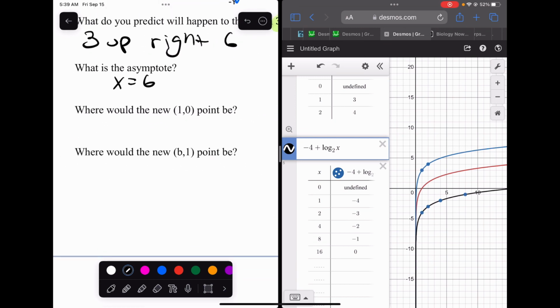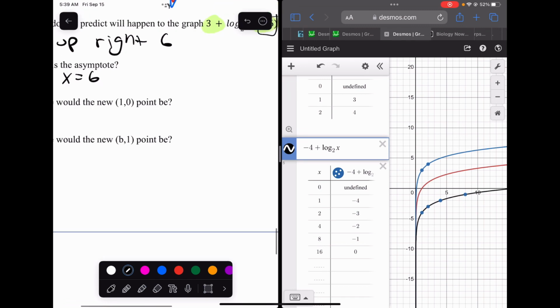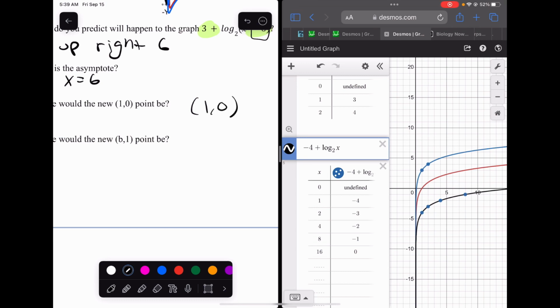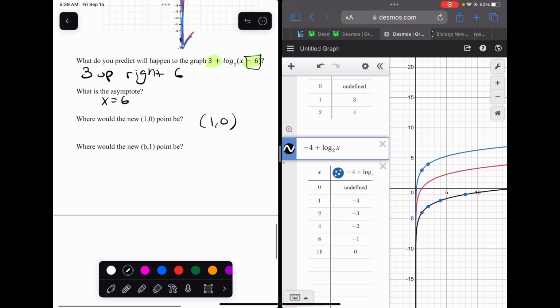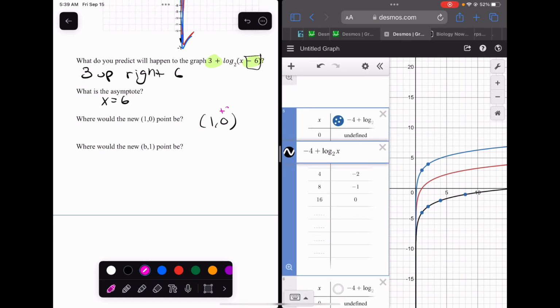Now, if you recall, all of these points have a 1, 0 point. These are going to be our anchor points, and we're always going to use them. So we're going to take our 1, 0 point. The 3, we are going to add 3 to our y value, okay? And then the -6, remember we have to do the opposite to our x value. So we're actually going to add 6 to our x value. So my new 1, 0 point is going to be 7, 3.